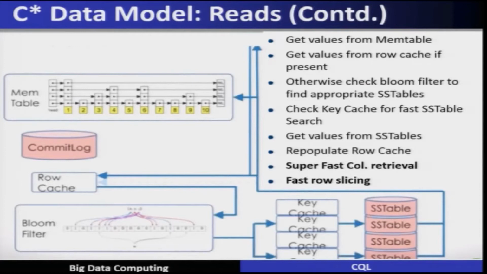So, all these interactions which we have shown here are for the read operation. First it will go and check the mem table and row keys. If it is not there in the row keys, then it will check the Bloom filter, and based on that it will go and check the key cache. The key cache in turn will index into the SS table, and the SS table in turn will fetch the values which are required in the read operation, and give them back to the read operation.